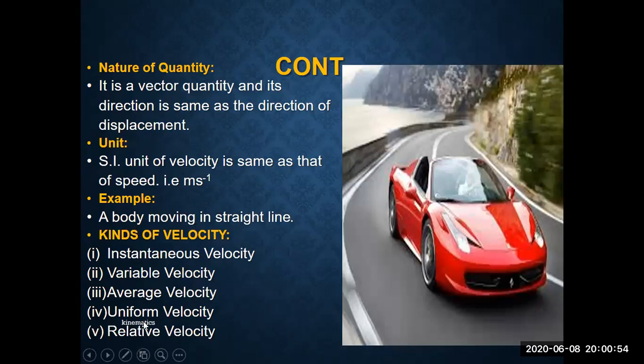Kinds of velocity. These are five kinds of velocity: instantaneous velocity, variable velocity, average velocity, uniform velocity, and relative velocity. These are 5 types of velocities which we will discuss during our next class. I hope you people have understood. I thank you all.